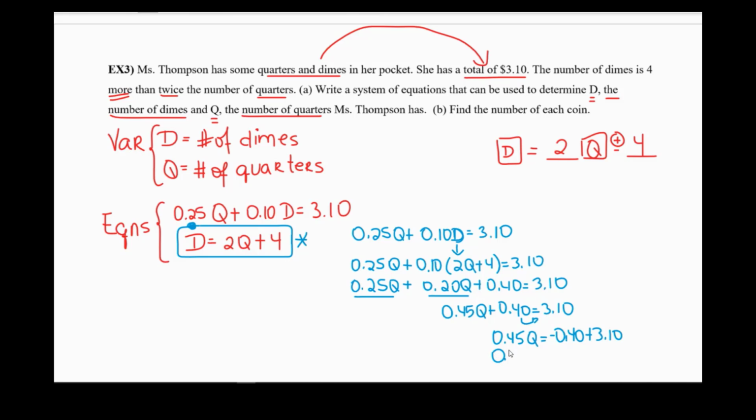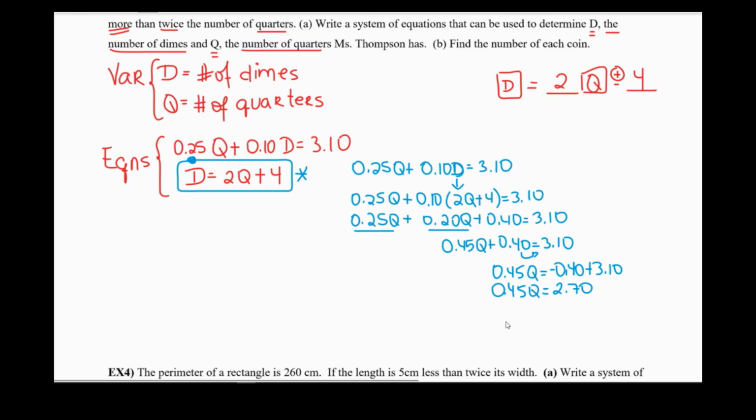So this would be 0.45q equals 270. Then we're going to divide both sides by 0.45. And the number of quarters equals 6. Very well. We found the number of quarters.